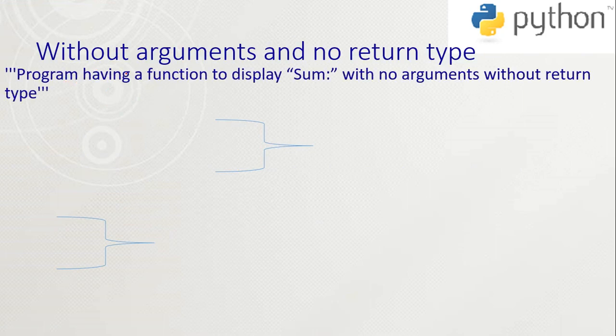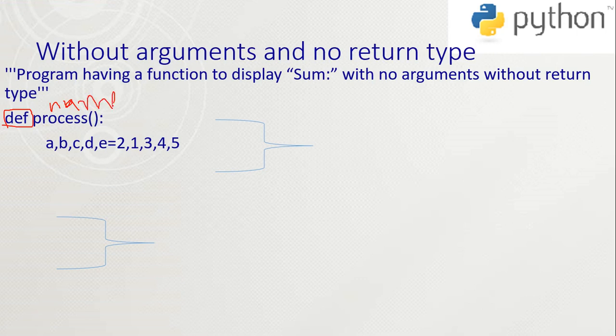Program having a function to display some value with no arguments and without return type. Now I'm defining it: def is a keyword which is used to define a function in Python. process is the name of the function. While defining the function, there is no parameter, we don't have any arguments here. This is the body of the function.